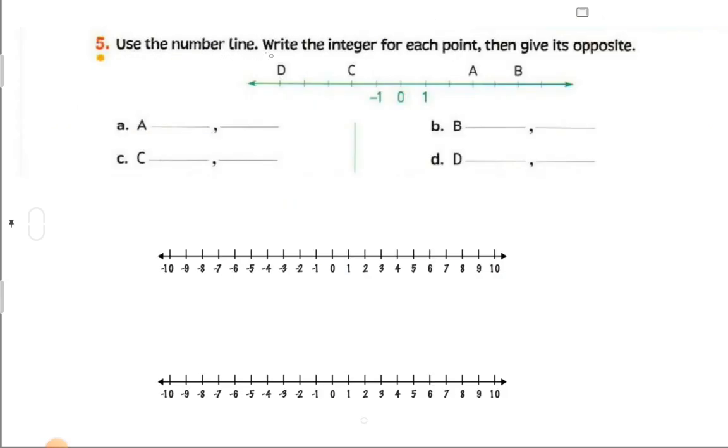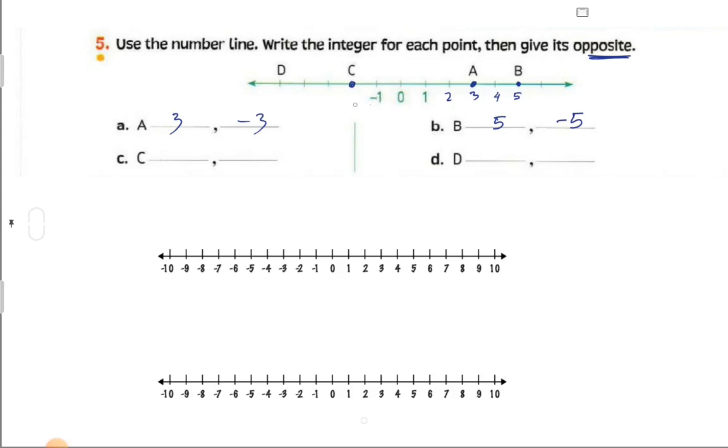Use the number line, write the integer of each point, then give its opposite. Point A, what is the integer here? I have 0, 1, then 2 and 3. Point A is 3. What's the opposite of it? Negative 3. Point B, after 3, 4 and 5. So B is 5 and the opposite is negative 5.